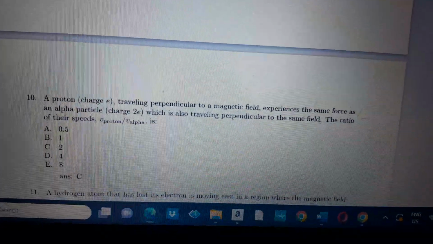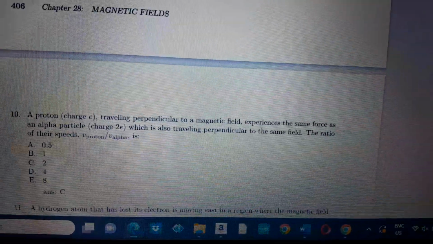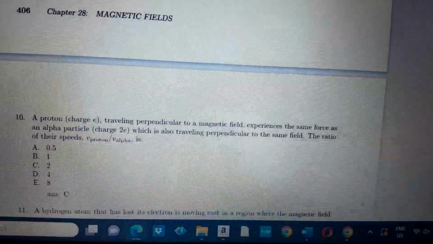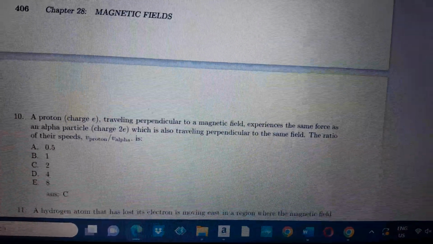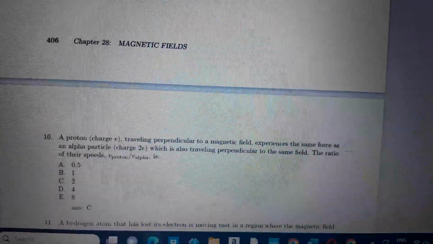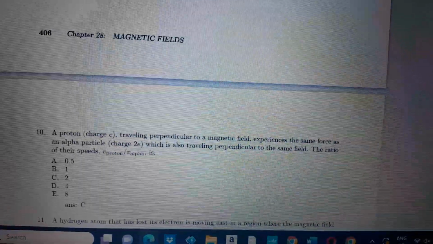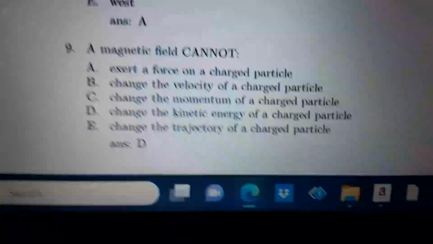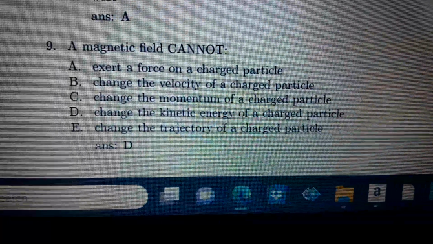A proton of charge e traveling perpendicular to a magnetic field experiences the same force as an alpha particle of charge 2e, which is also traveling perpendicular to the same field. The ratio of their speeds is 2. A magnetic field cannot change the kinetic energy of a charged particle.